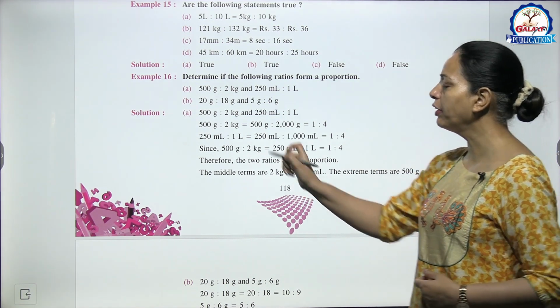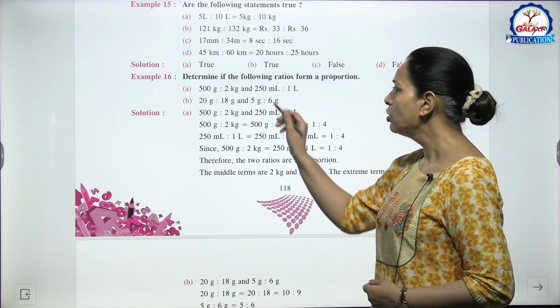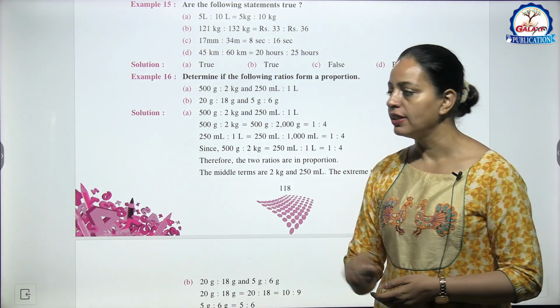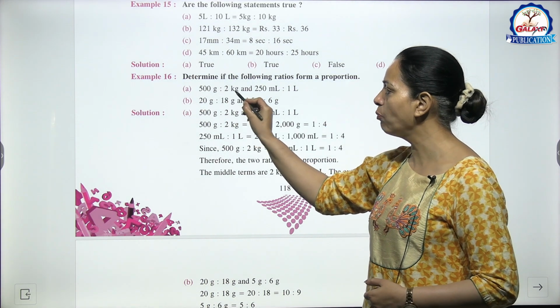Okay. Now example 16, find if the following ratios form a proportion. See, A part 500 gram is to 2 kg and 250 ml is to 1 liter. See, the first one is in gram, one is in kg.